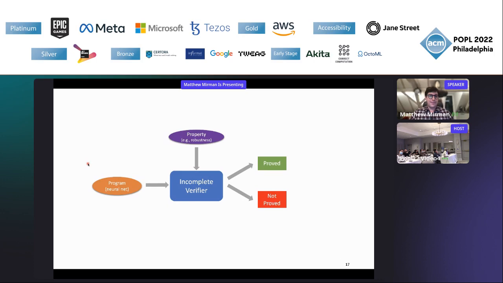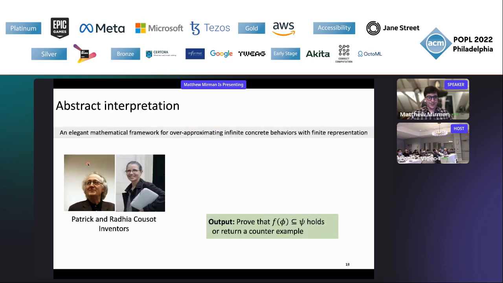An incomplete verification system similarly takes a property and a program, but isn't required to produce a counterexample. It's only required to say that it proved the property or it did not prove the property. This relaxation means that you could come up with an incredibly imprecise system that always says that it did not prove the property and it would be correct, but not particularly useful. Here we're going to focus on creating more useful systems.